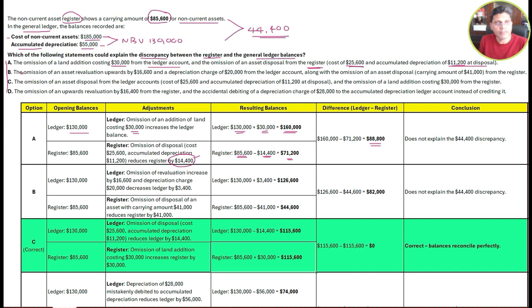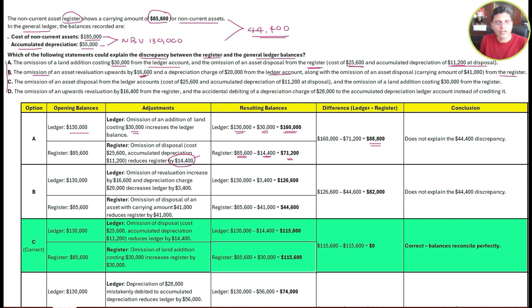Now let's move on to part B. The omission of an asset revaluation upward by 16,000 and a depreciation charge of 20,000 from the ledger account, along with the omission of an asset disposal with a carrying amount of 41,000 from the register. Now let's look at the ledger account. What has happened? Omission of an asset revaluation upward 16,600. So this was omitted from the ledger, the upward revaluation. So therefore it is understated.